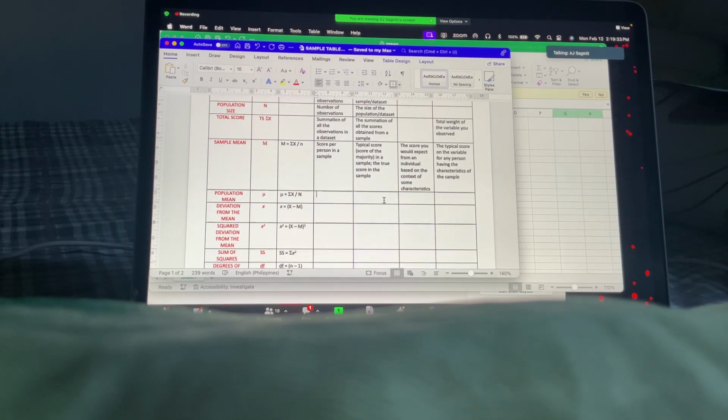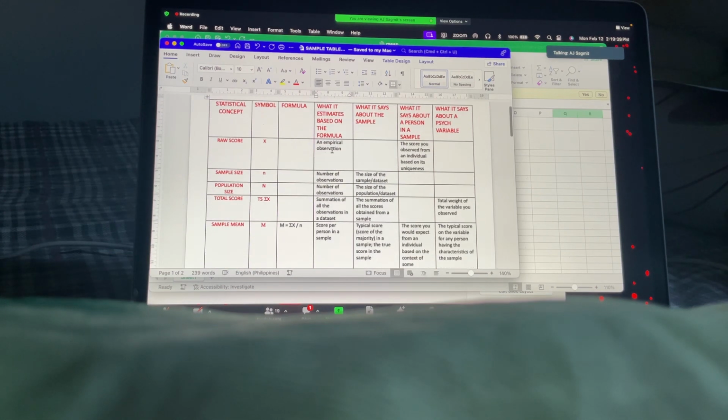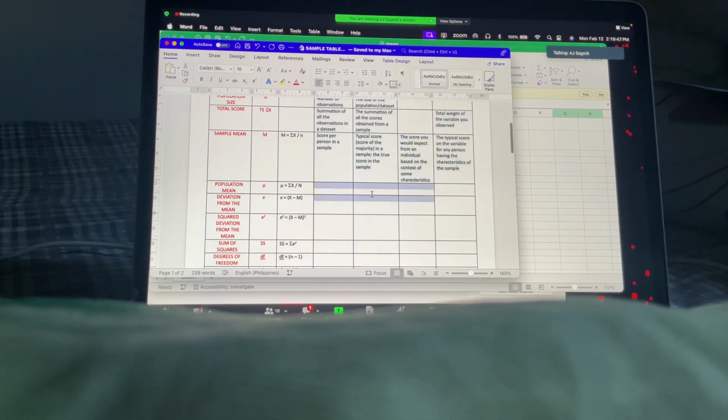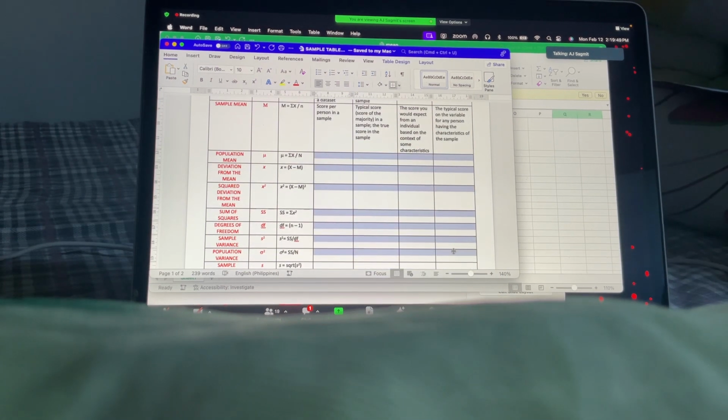Kasi pag in-spoon feed ko ito, i-memorize lang, hindi pinroseso yung information. So I placed this as initial, so that you'll have some kind of an example, but you do the rest. You do the notes.